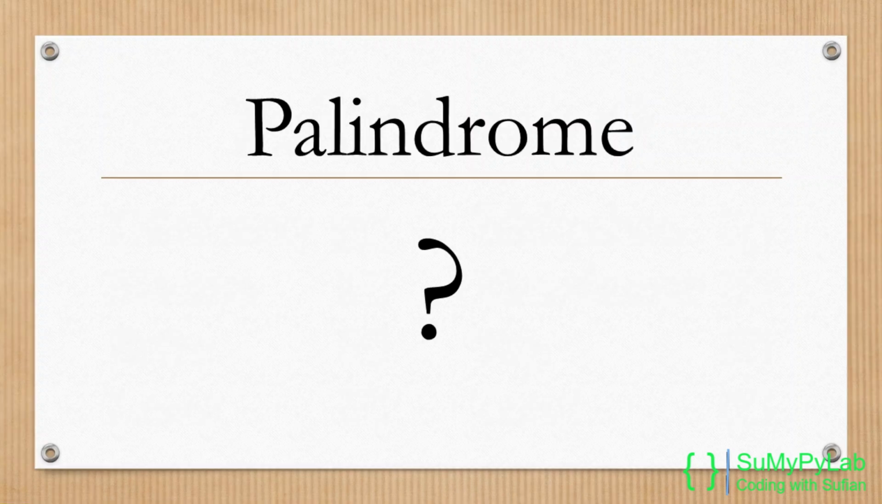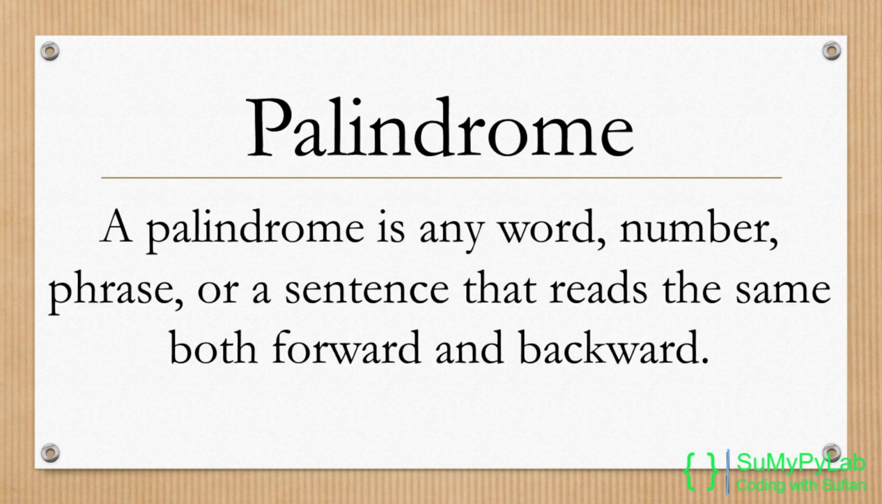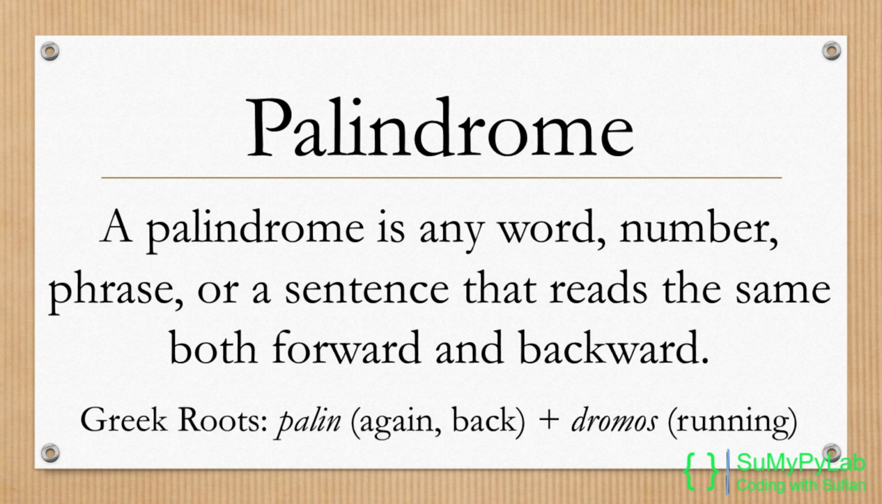But what is a palindrome and why should we learn it? A palindrome is any word, number, phrase, or a sentence that reads the same both forward and backward. It derives from Greek roots palin that means again or back and dromos that means running. So, the word palindrome literally means running back.